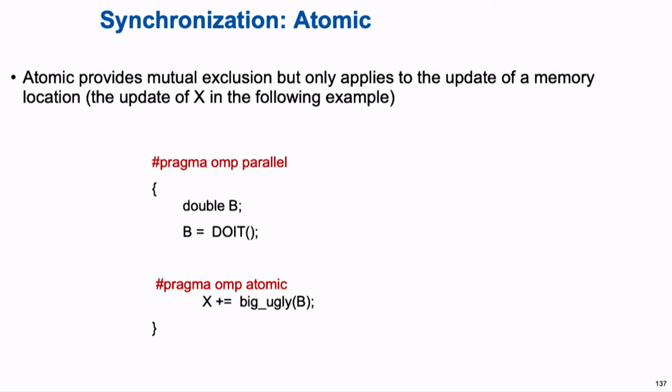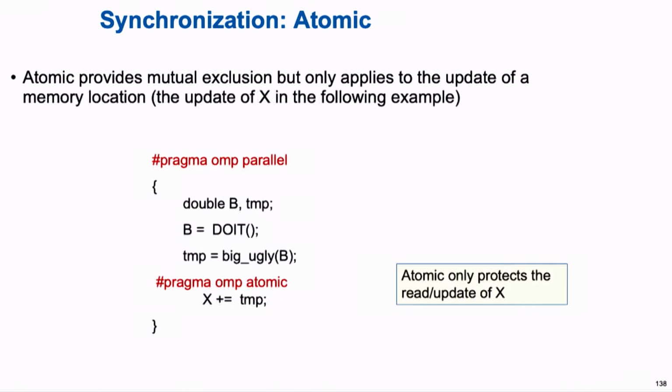Atomic does one thing and one thing only. It protects the update to X. It's equivalent to this. It doesn't protect the function computation. That function computation will still occur concurrently, unordered. It's as if you do that function, assign it to a temp, and then do the atomic update to X. So be careful. Some people think I can just replace a Pragma OMP atomic with a Pragma OMP critical, and it's not quite true, because the atomic just protects that update.